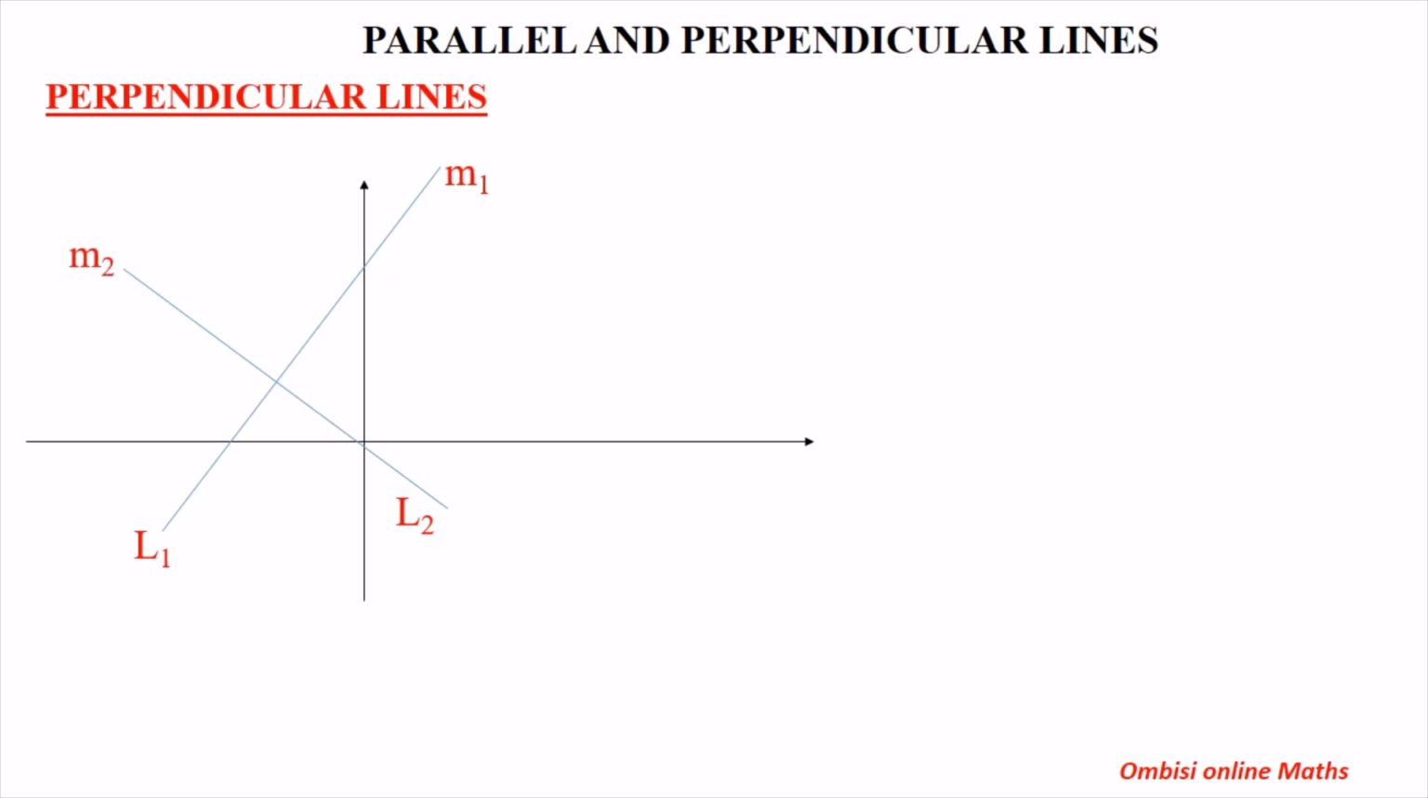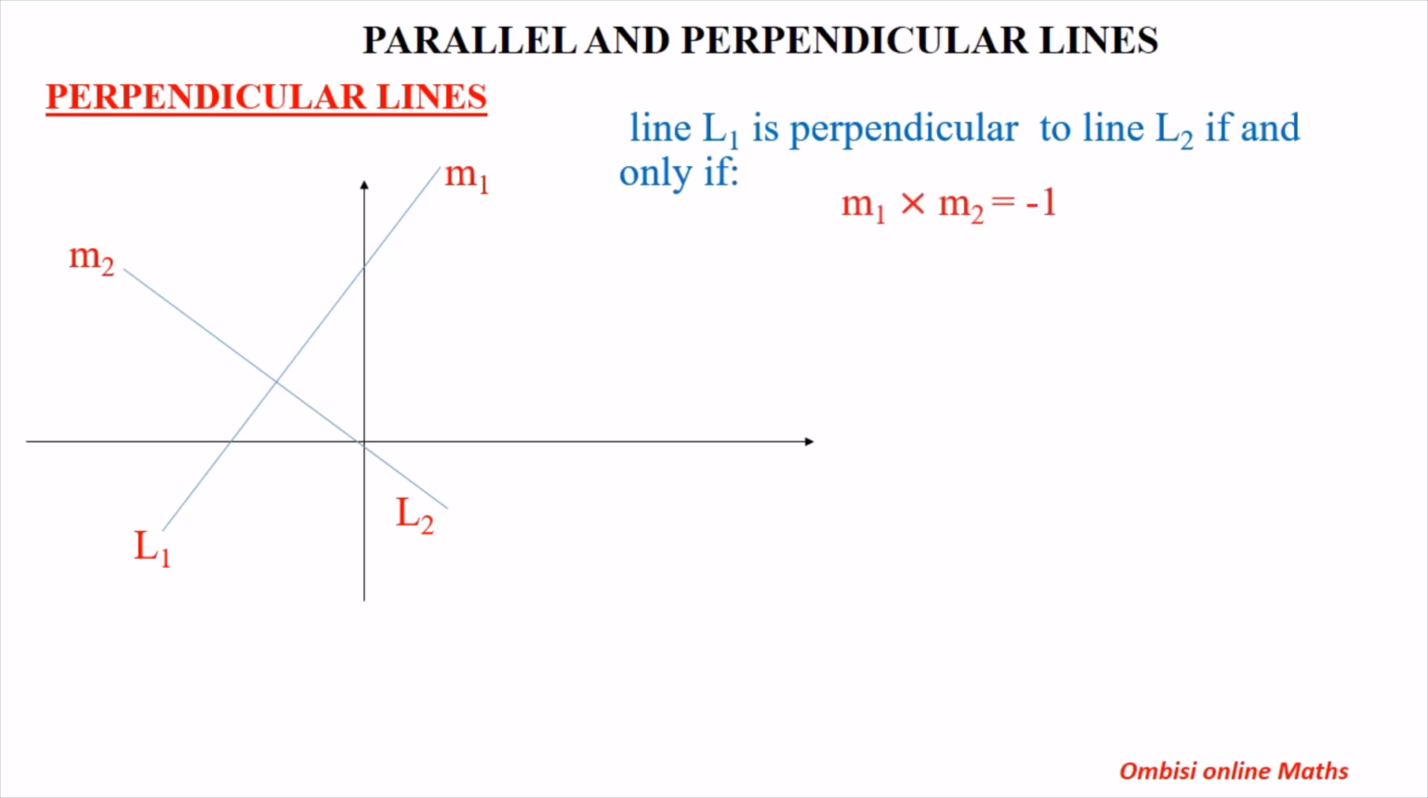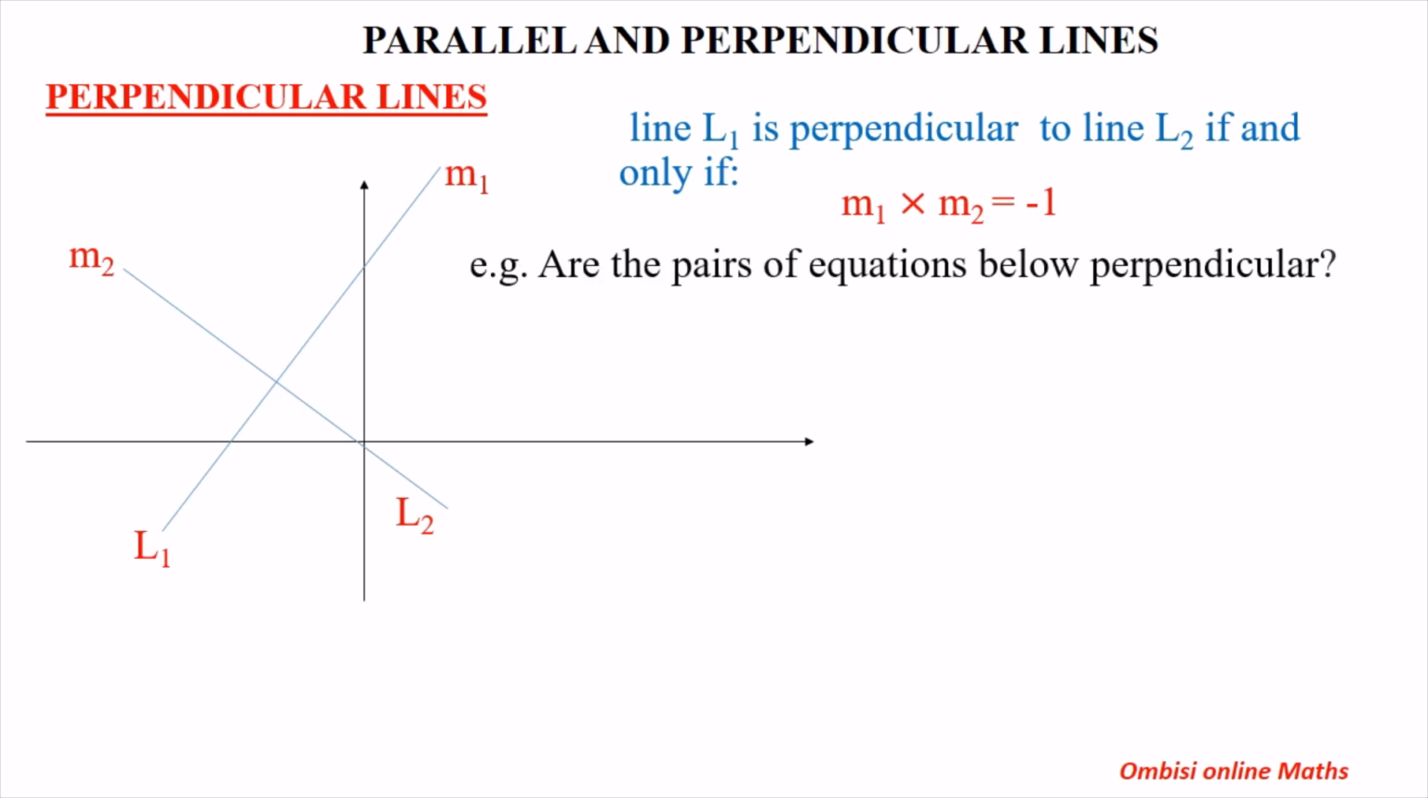Line 1 is perpendicular to line 2 if and only if a condition is met. If that condition is not met, then the two lines will not be perpendicular. They are perpendicular if we take the gradient of the first line multiplied by the gradient of the second line and get negative 1. If the product of those two gradients is not negative 1, then the two lines are not perpendicular.